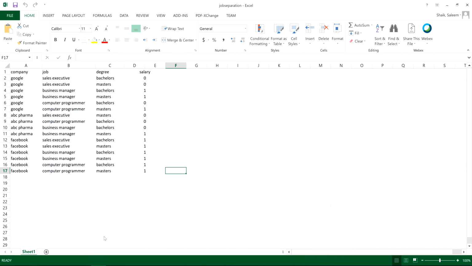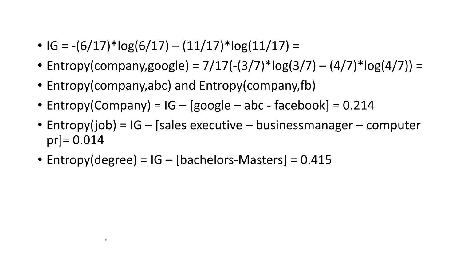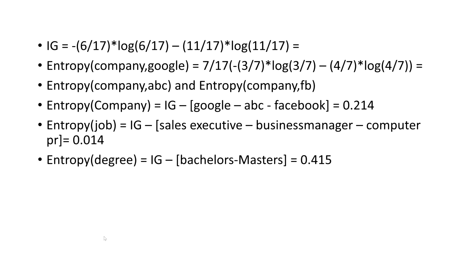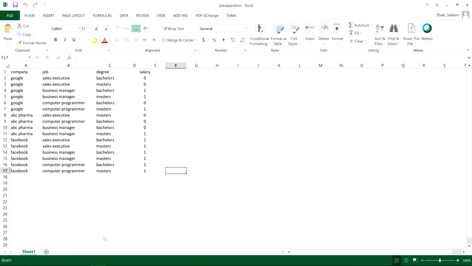Now we are going to check for the attribute company. So that is entropy of company. Now inside company, how many companies do we have, guys? Total 3 companies: Google, Facebook, and ABC Pharma. Now we are going to calculate for the first company, that is Google. Entropy of company comma Google. Here also the formula follows the same, guys. First of all we need to check the count of company rows, total 17. Now inside that we are going to calculate for Google. The number of rows of Google is 7.